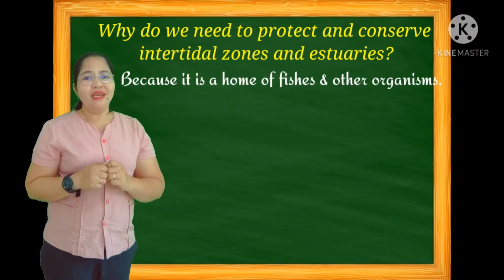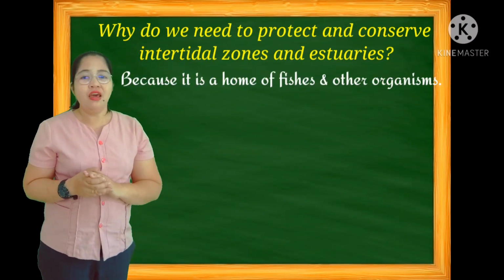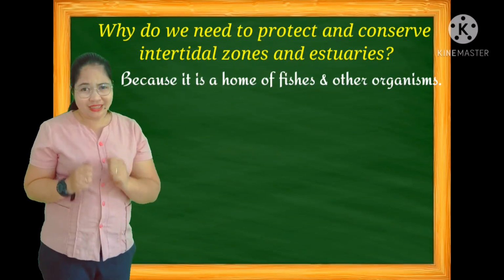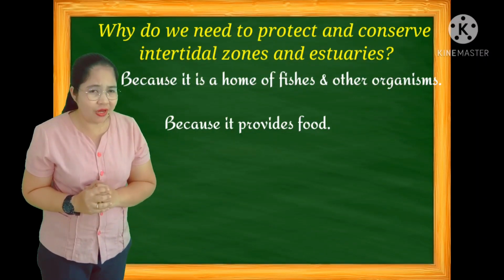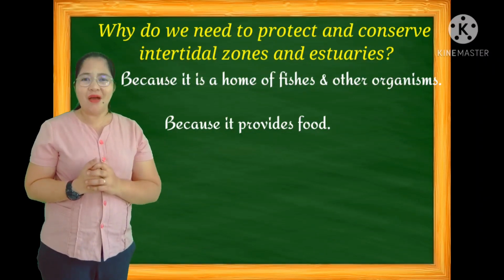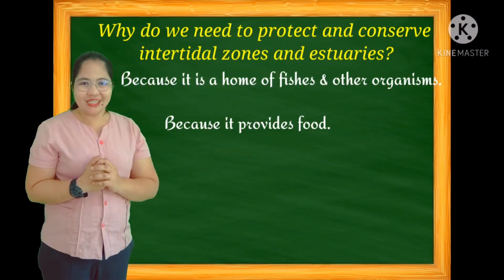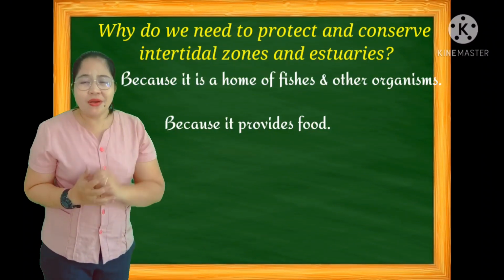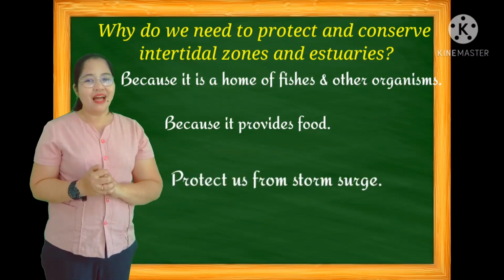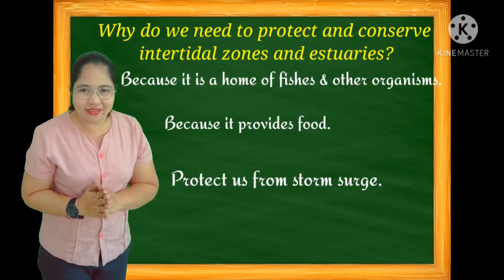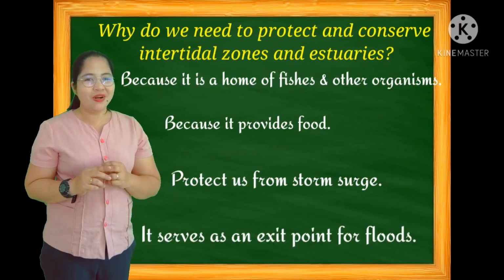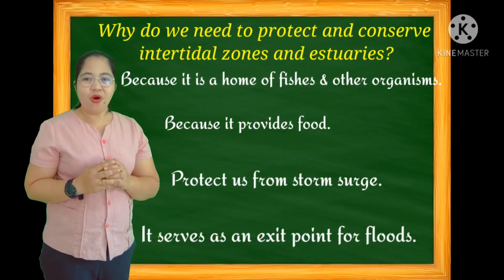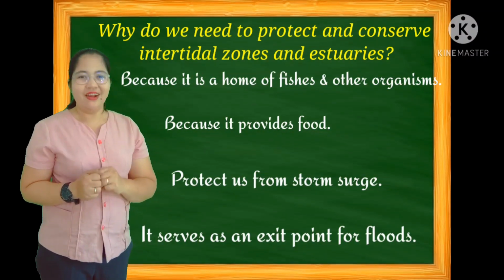Yes, number one, because it is the home of fishes and other organisms that we needed. And because these places provides food for us. Most of the food are coming from estuaries and intertidal zone. And because mangroves and the estuaries protect us from storm surge. And the last one, because during storm, estuaries serve as an exit point for floods. You still remember that? Okay, there you go.